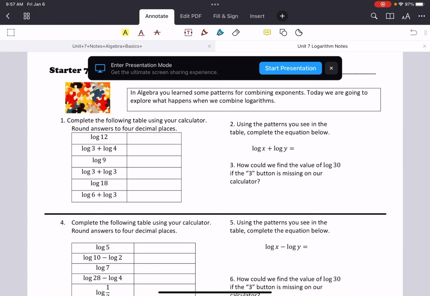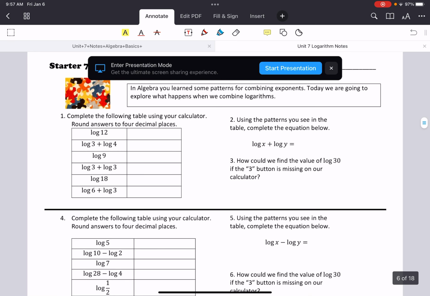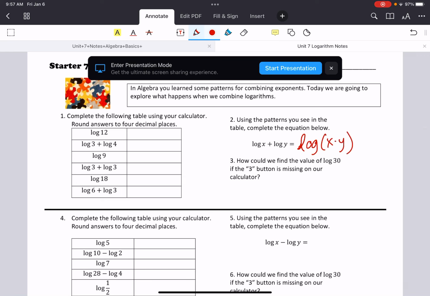Okay, can I have somebody raise their hand and tell me if they figured out the first pattern from what they got in their table? Josh? Log of x plus log of y is equal to log of x times y. That's correct. Anybody else get that? Good job, guys. That's your first log property, okay? So if you have them split in 2 logs, you can combine them into a single log with multiplication.